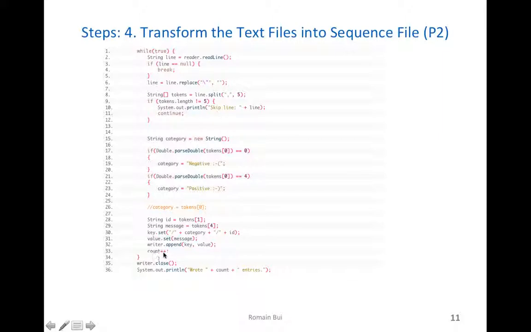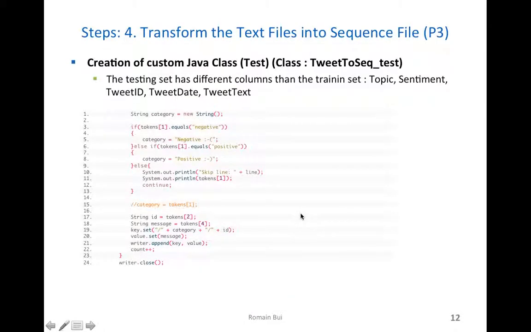You increment the count of the line, and at the end you close your writer, so it's going to automatically create the sequence file and save it, and then you system out print, okay, I wrote as many entries, okay? And that's basically it, and that's very flexible because you can change the tokenization, how many separations there are, which one is going where. So it's very flexible and it's very easy to implement once you have a first model, which you do have now in my folder.